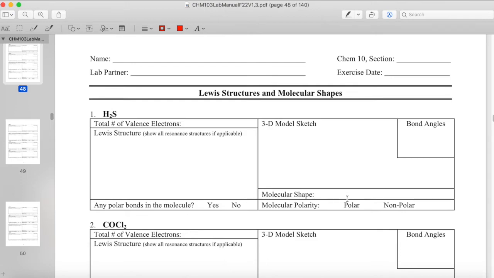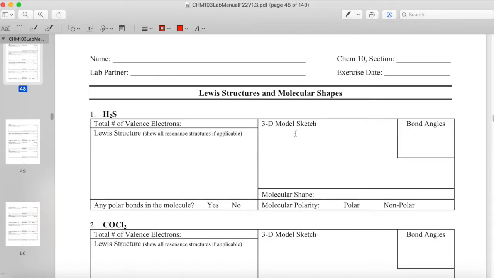The polarity of the molecule is pretty important, and the molecular shape. So these two questions here are questions I want you to answer. Are there any polar bonds in this molecule is also a good one to answer. Though usually the answer is oftentimes yes, just because different elements have different electronegativities. So chances are the bonds are going to have some polarity to them.